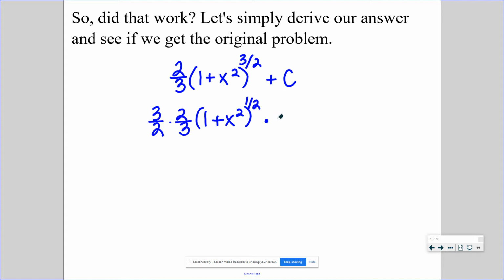And then don't forget you have to multiply by the derivative of the inside, which would be 2x. The derivative of c is the same as saying, what's the derivative of any constant value, which is 0. So that would be gone. 3/2 times 2/3 is equal to 1. So basically these cancel each other out. You have a 2x and then you have your 1/2 power with all that stuff on the inside, and that is the same as saying the square root. So basically that did give us our original equation, therefore our antiderivative solution was correct.